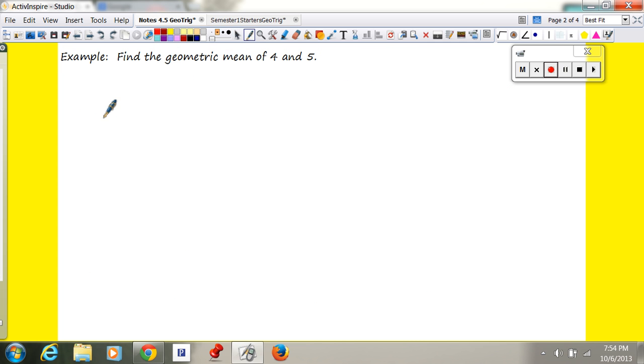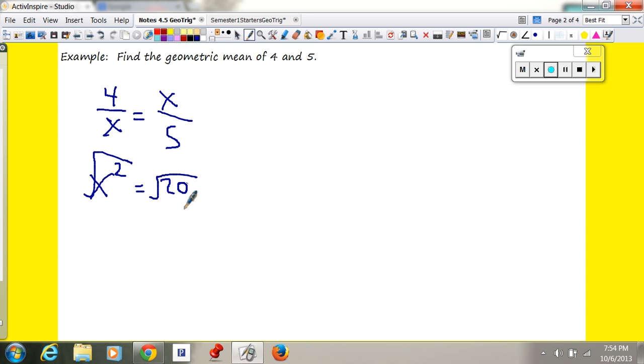The proportion that you want to set up would be 4 over x equals x over 5. Remember, the geometric mean is the square root of the product of these two numbers. So we're going to multiply x times x and get x squared, and then multiply 4 times 5 and get 20. Then you're going to square root both sides, and you'll get x equals, and you probably remember how to break that down, radical 4 times radical 5. So really you would have 2 radical 5 for your answer.